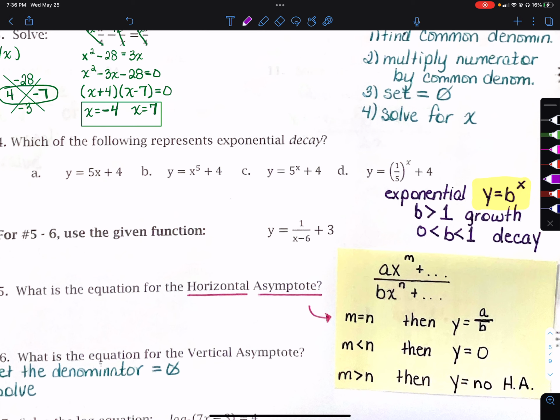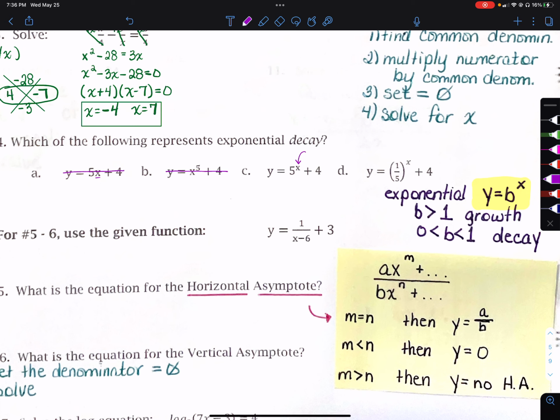Okay? So first off, this first one, 5x plus 4. Although it has an x, it is not exponential because that x is not in the exponent. That's actually a linear equation. B, this one has x to the 5th power, but the 5 that's in the exponent is not a variable, so that one is not exponential. This next one, y equals 5 to the x. This x is in the exponent, so this is exponential.